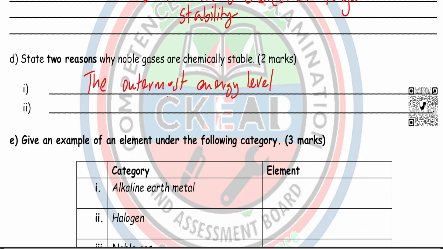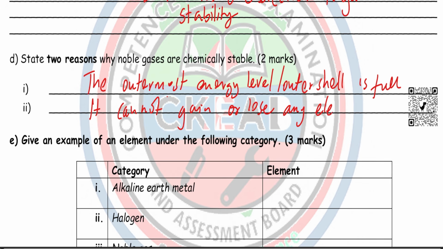Energy level or outer shell is full. And the other one is cannot gain or lose any electron. That's why it's stable.